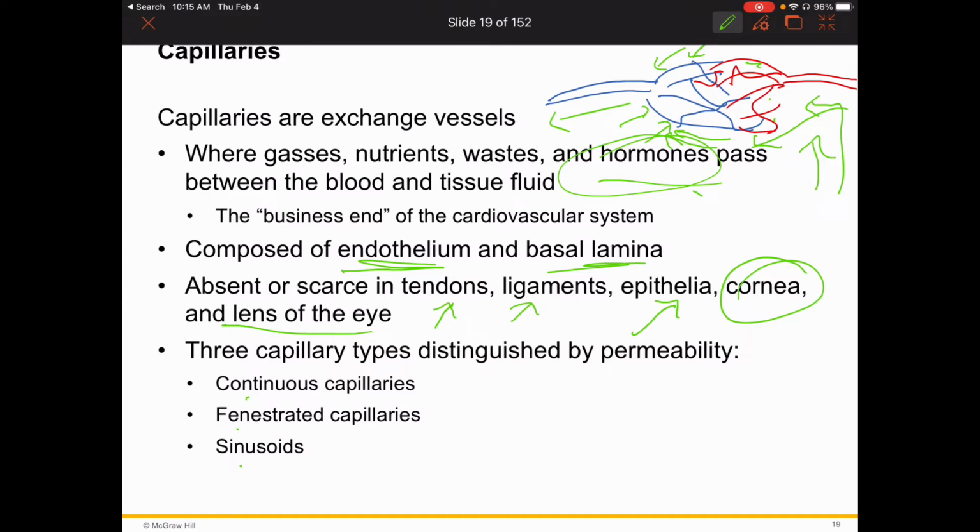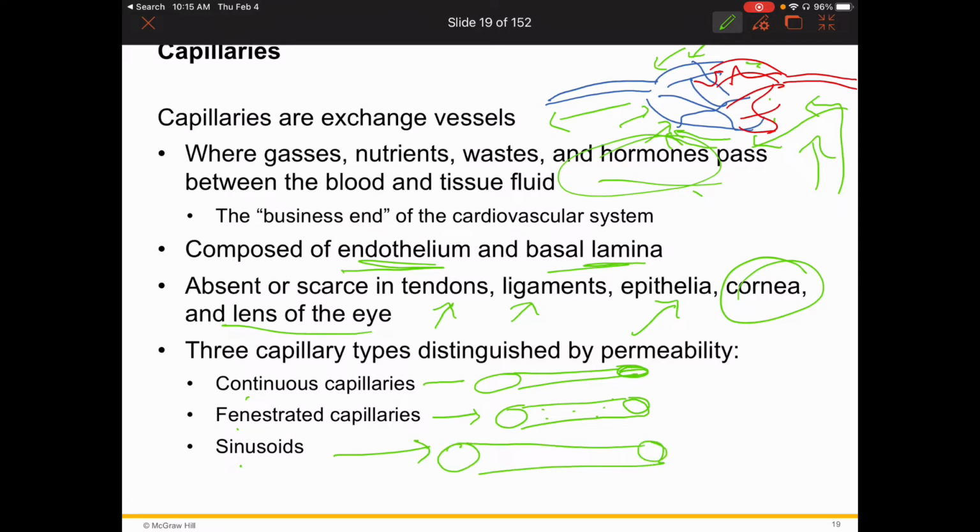Continuous capillaries are closed. Nothing is leaking through. It is just like a tube, like a pipe from your plumbing, hopefully. A fenestrated capillary is a little bit different. A fenestrated capillary is like a soaker hose you might use in your garden. So some stuff might pass through a little bit. And then we have the sinusoid capillaries, which are very different. They have massive holes in them, right? Big giant holes. And they are major drop off and pickup points in the body.